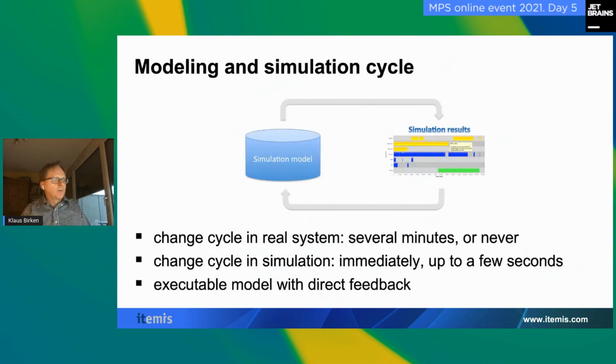When we have the model and do the simulation and come back to the model again, looking at the results, this is usually a very fast cycle. So if you think about how the engineer works when building the real system, then this might take several minutes. You change your software, build it, link it, flash it on the target system, test it, do the measurements. So this is not a fast process. And by doing this in the simulation, you can do it in a few seconds, and if we are lucky, even immediately, and we will see how this works later. So what we aim at is an executable model with direct feedback.